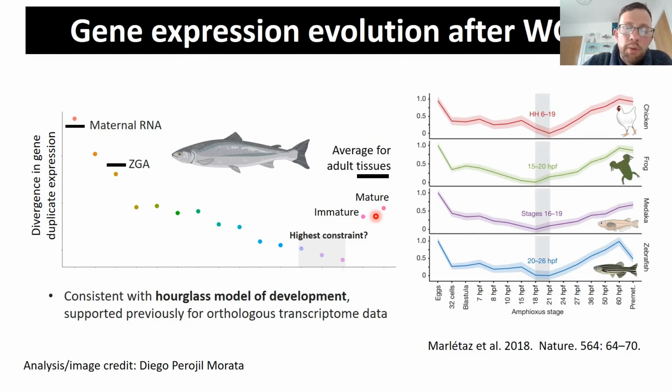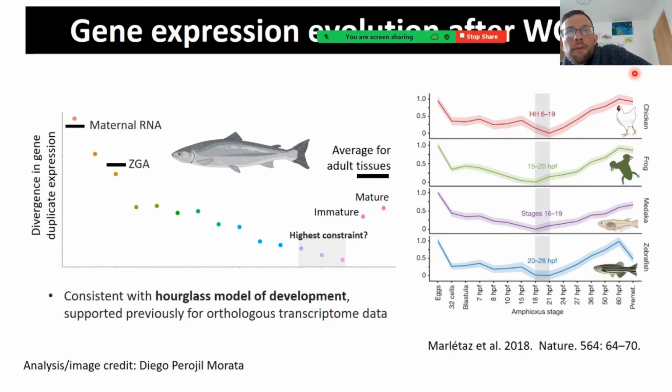That model's been supported comparing orthologous gene expression across different species in several different studies, including this quite famous Amphioxus genome paper by Martinez et al., where you can see a similar pattern. But as far as we know, it hasn't been described before for duplicate gene expression from a whole genome duplication event. So that's quite a new finding.